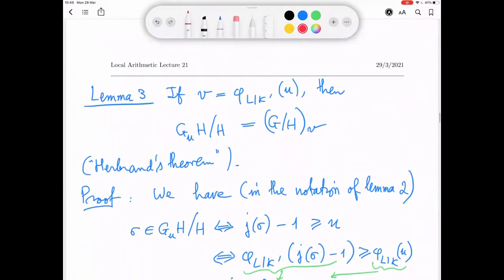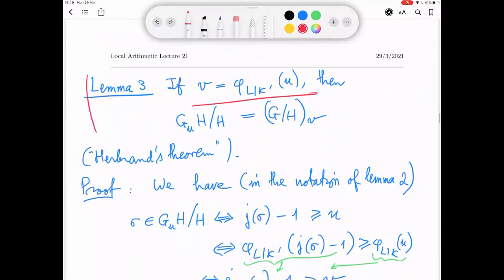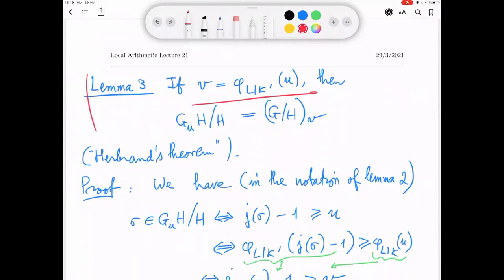Then you have this lemma 3, which says that if V is equal to phi L over K of U, then this is the important thing actually. Yeah, then the image of G lower U in G mod H, that's the left hand side, is equal to G mod H lower V.